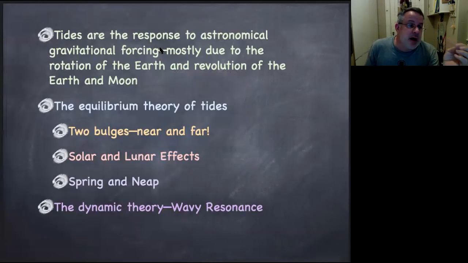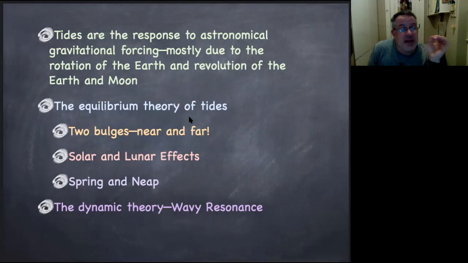So tides are the response to astronomical forcing, mostly due to the rotation of the Earth and the revolution of the Earth and Moon. There are two ways to think about tides. One is the equilibrium theory, which is not actually a wave theory at all. It's just, suppose we think about gravity being stronger on some parts of the Earth than other parts of the Earth. How does the water rush into those places with excess gravitational attraction to the sun or moon? That's called the equilibrium theory of tides. But the dynamic theory of tides is needed if you want to predict why some places have much bigger tides than other places. And that's really a wave resonance phenomenon.